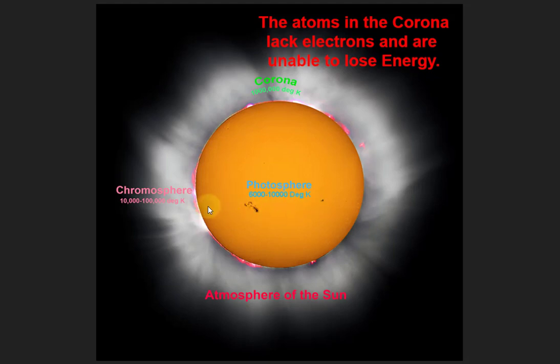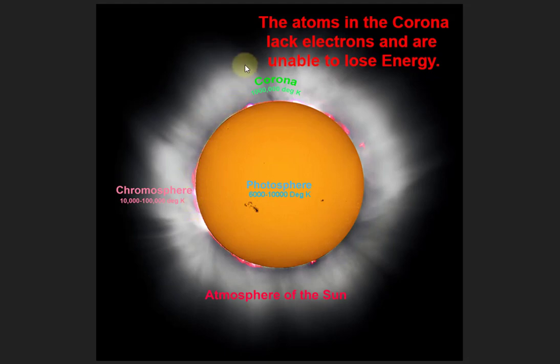Above the photosphere, we have what is called the chromosphere, or the color sphere of the Sun. It's a beautiful reddish atmosphere, and it starts at about 10,000 degrees at the bottom of the chromosphere. It goes to about 100,000 degrees Kelvin at the top of the chromosphere.